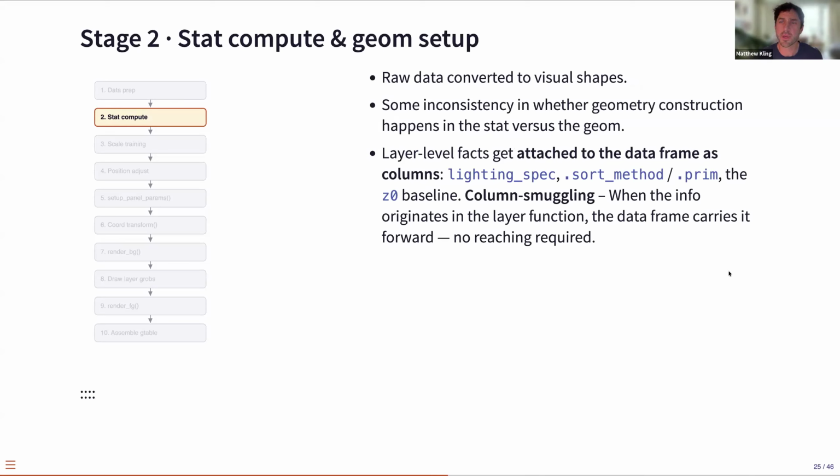The key here is that any kind of information that is specified at the layer level that came in through one of those layer functions, I'm attaching it to the data frame in the stat or the geom as a new column, so that it gets passed through the pipeline with the data frame and can be consumed later in the pipeline by the method that needs it, right? So if a user specifies lighting methods or depth sorting or other things in the layer function, or if the stat or the geom generates those, then there's this easy channel where you just attach it to the data frame and it gets passed along and then can be used later in the pipeline.